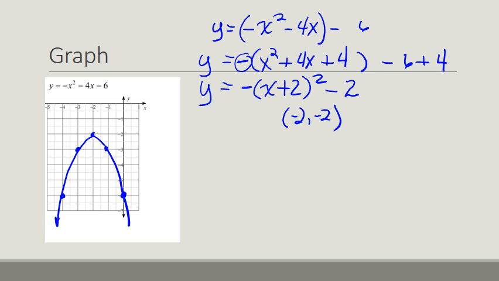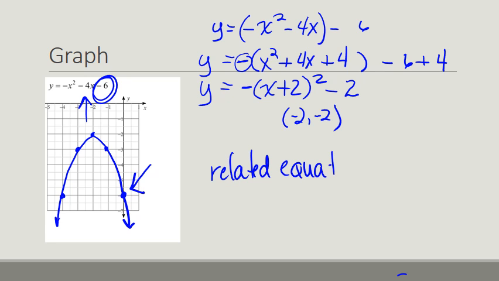So it just depends on how you like to do it. Okay, I can either do negative b over 2a, or I can put it into vertex form. Again, notice our c is negative 6. Here's our y-intercept. This does not intersect the x-axis at all, so there would be no solution to my related equation, or no real solution.